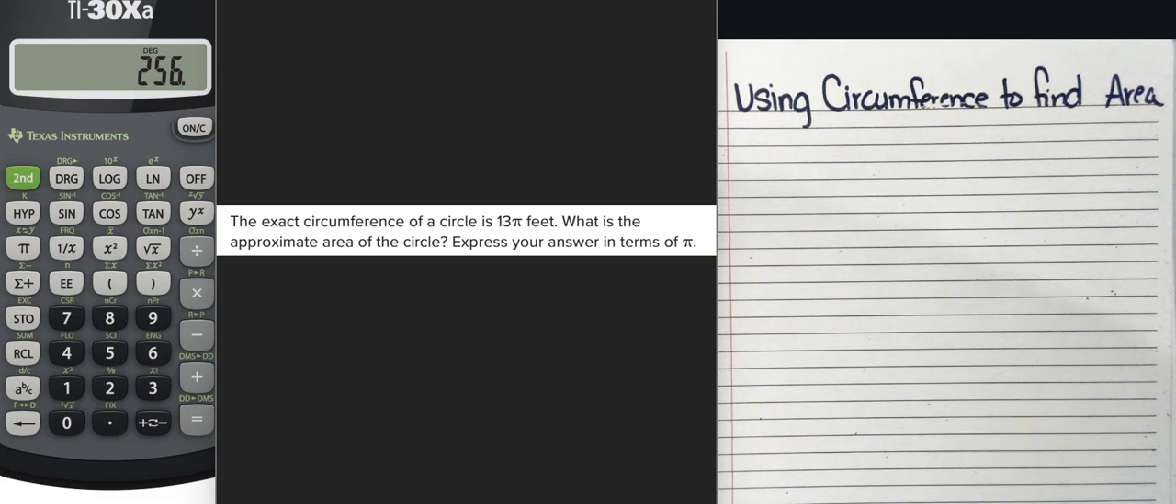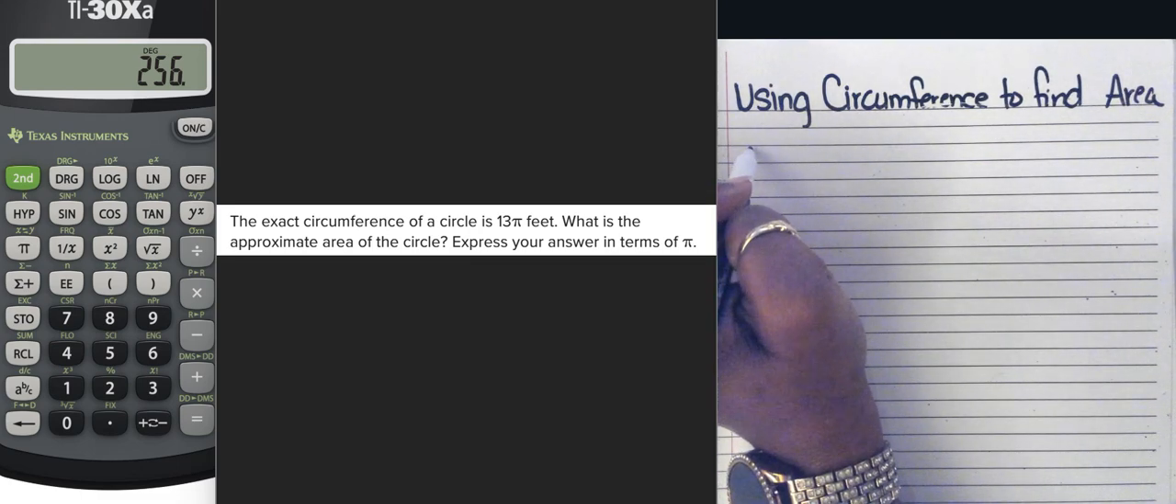All right, so we have another example where we're going to use the circumference to find the area of a circle. The exact circumference of a circle is 13 pi feet. They ask, what is the approximate area of the circle? And we're going to express our answer in terms of pi.